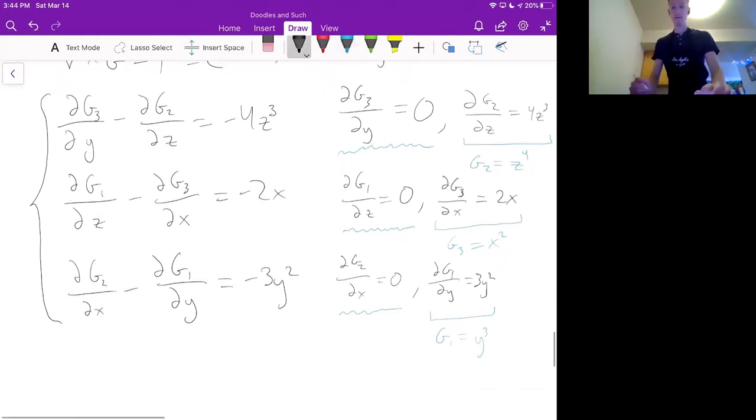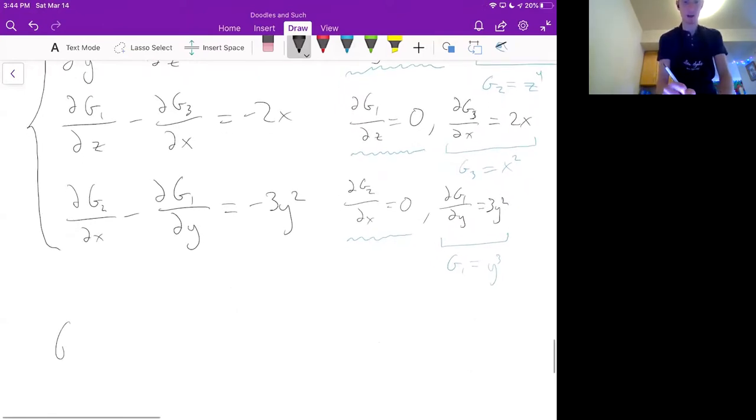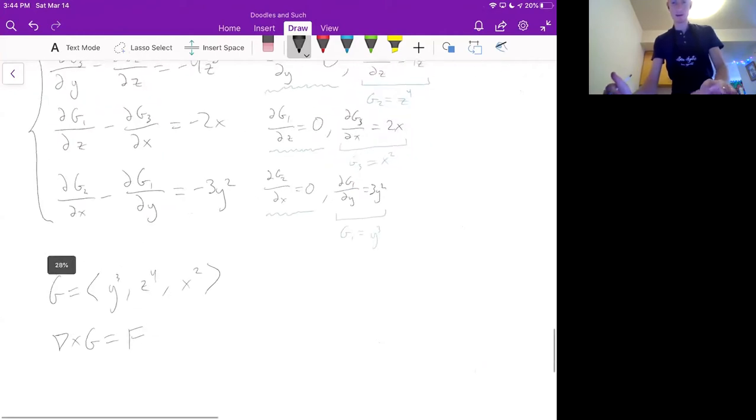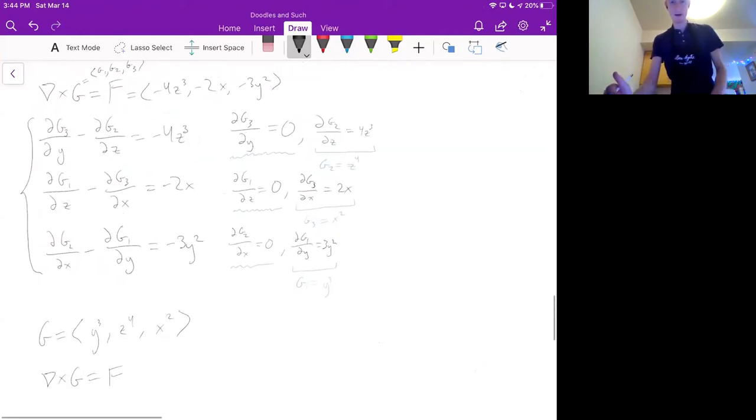And indeed, if I were to just set that up, if I just had g equals y cubed, z to the fourth, x squared, and I go and compute curl of g, I get exactly the vector field I started with. I get that. There.